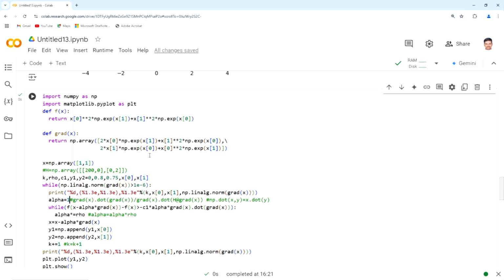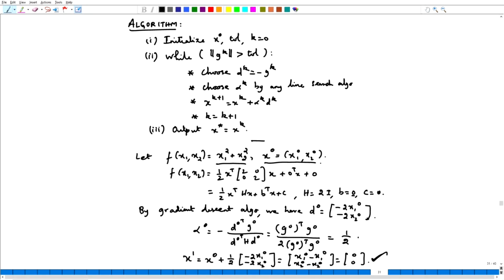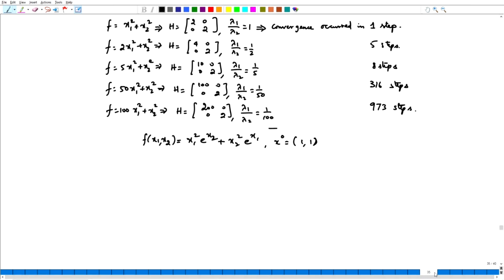So, you can try for certain functions yourself. As an exercise, try for the following functions. Say f of x1, x2 is, and so this is 1, in case you did not understand.